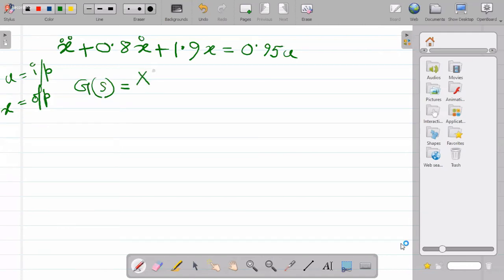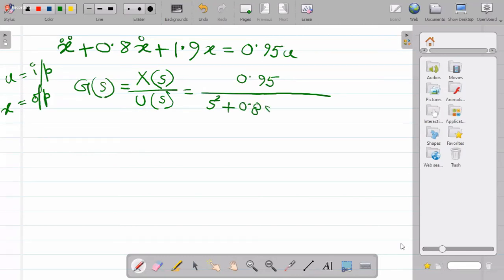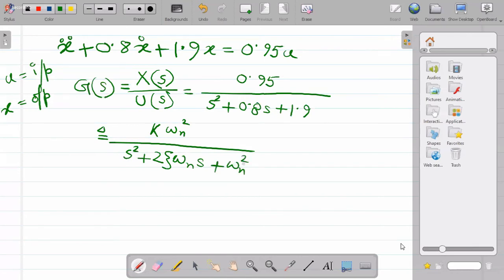that is your X(s) by U(s) will be, right, and this is a very standard second order equation, right, and that is equivalent to a very standard equation. So what is the value of k? It is 0.5.